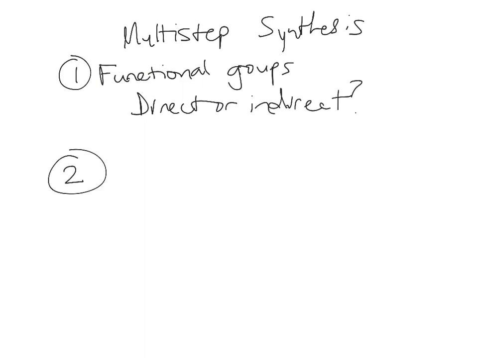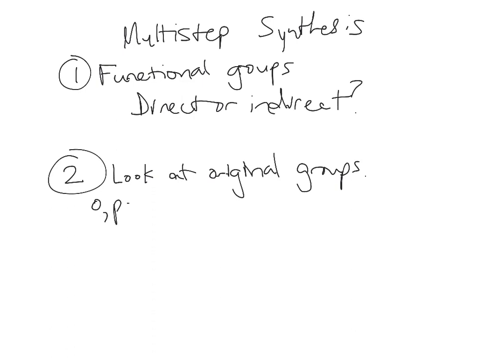The second thing, after I've decided what functional groups I need to put on, is to look at the original groups that I need to add. If I'm going to transform something at the end, that's okay. But I need to look at the original groups that I need to add. Are they ortho-para-directing or are they meta-directing? So what do I need to put on first?